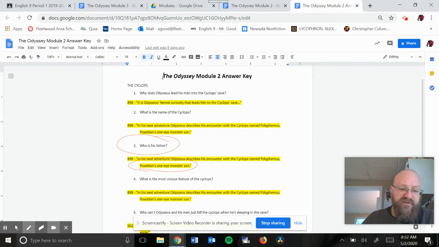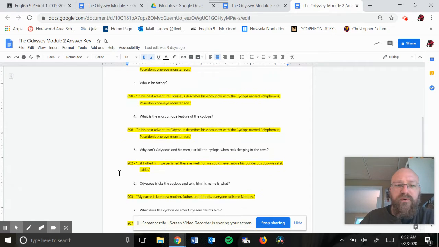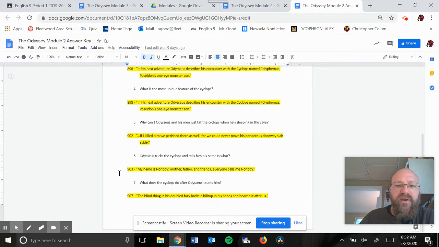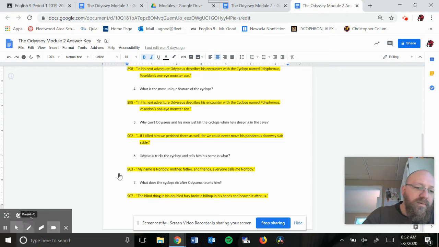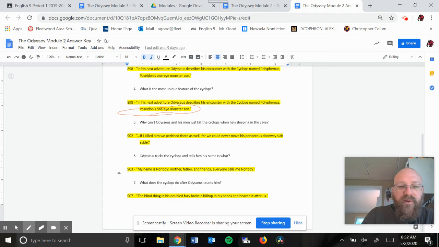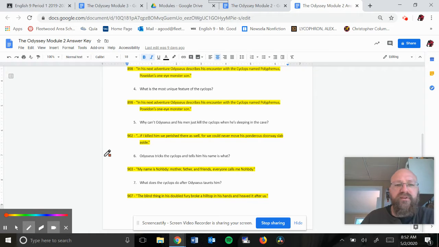Poseidon's one-eyed monster son. Okay, so page 898 would be the same quote. There may be 1 or 2 other quotes you could use to prove your answer there. The most unique feature of the Cyclops. Well, you guessed it. It's the same answer. One-eyed monster son on page 898. Okay. There's another line you could have found that you could use as far as Poseidon having one eye and that being explained in the text. But 898 is the one I chose for the answer key.